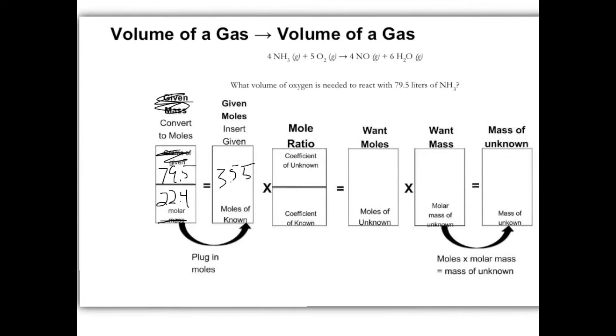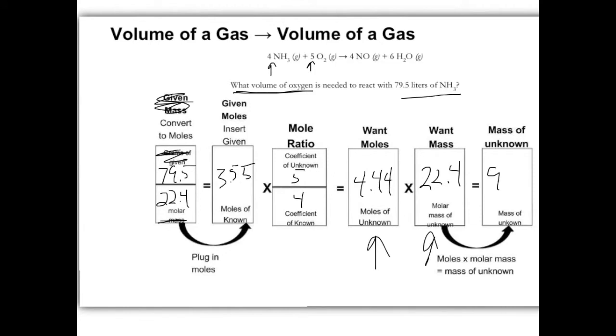Our unknown is oxygen. What volume of oxygen? So the coefficient there is 5. Our known is the ammonia, which has a coefficient of 4. So we do 3.55 times 5 over 4 is 4.44 moles of gas. And 1 mole of any gas at standard temperature and pressure is 22.4. So 4.44 times 22.4 is 99.5, and that's liters of gas.